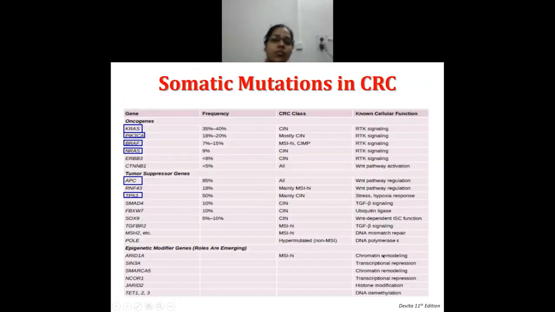So these are the common somatic mutations which are seen in colorectal cancers. Among the oncogenes, it is KRAS in 35 to 40%, BRAF in 7 to 15%, while among the tumor suppressor genes, APC accounts for 85% of the colorectal cancers, and p53 mutation is seen in up to 50% of cases.